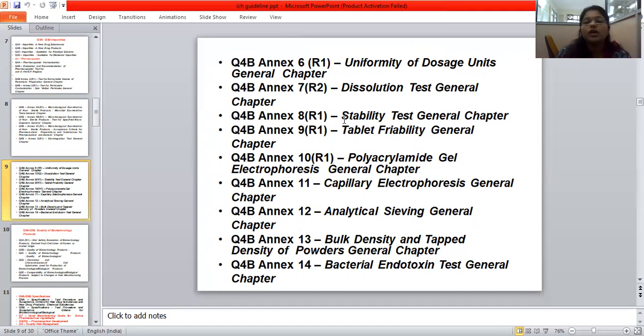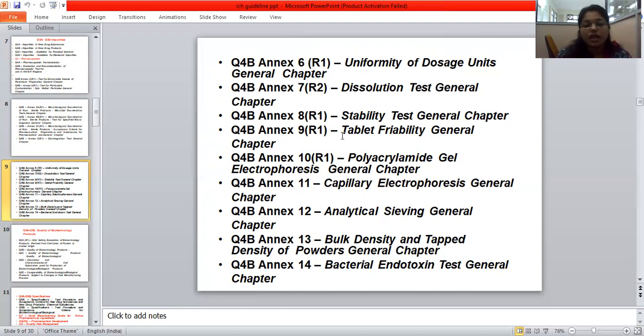So in both ways, you can go for the stability test chapter, how to perform the stability test according to ICH. It is also given in the pharmacopoeia. So whatever the drug, whether it is IP specification, USP specification, or BP specification, you can refer to this stability test chapter.